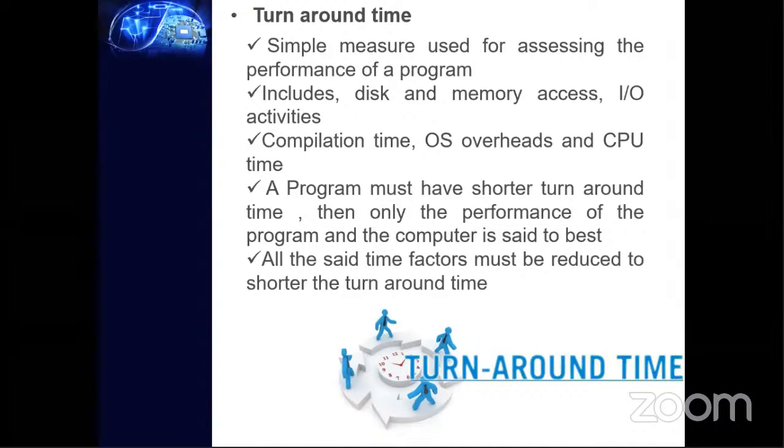We said the turnaround time must be shorter and should not be longer. How to shorten the turnaround time? By reducing all the time factors that we listed: disk and memory access, IO activities, compilation time, OS overheads, and the CPU time. By optimizing the timing of all these factors, we can automatically reduce the turnaround time of a program. So these are all the points we have to consider related to turnaround time.